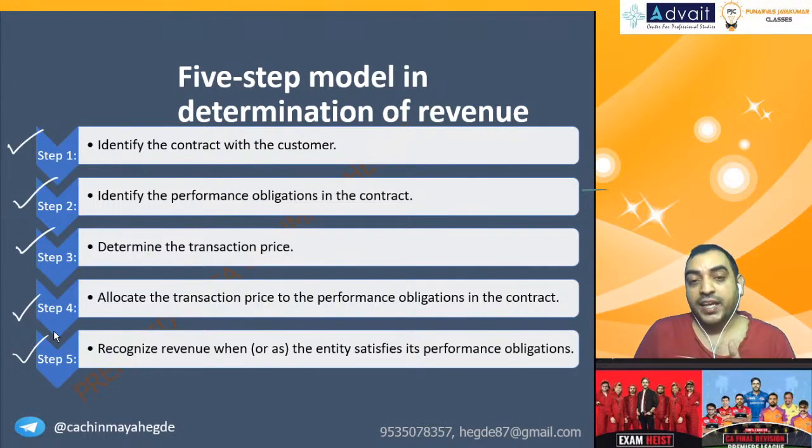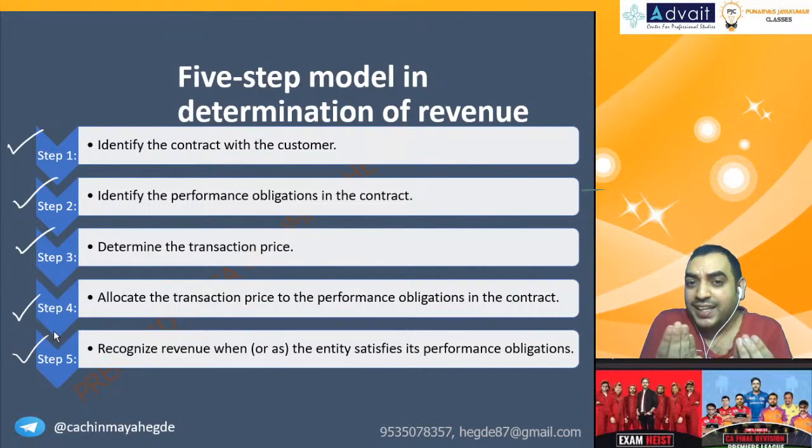Now identify performance obligations. In every contract, every sale, there are 2 parties, seller and buyer. Now the seller has got some rights and obligations, the buyer has got some rights and obligations. Where will these things be mentioned? In the contract. That is why the first step is the contract. Now what the seller or service provider should do is called the performance obligation. And what the buyer should give, what the buyer should pay, is called the transaction price.